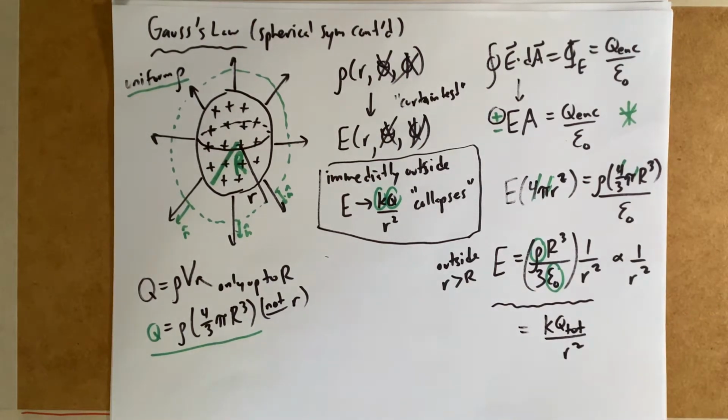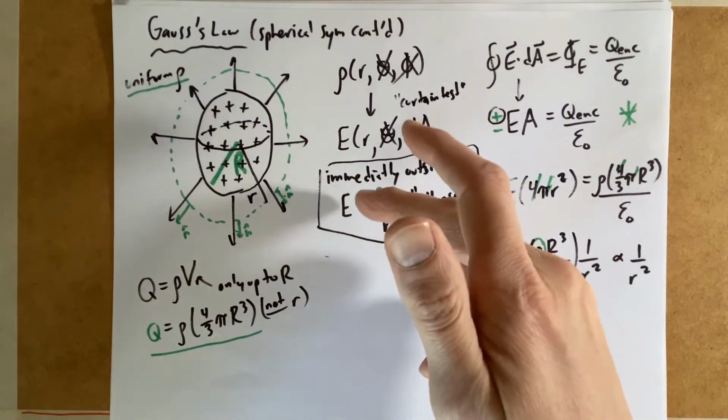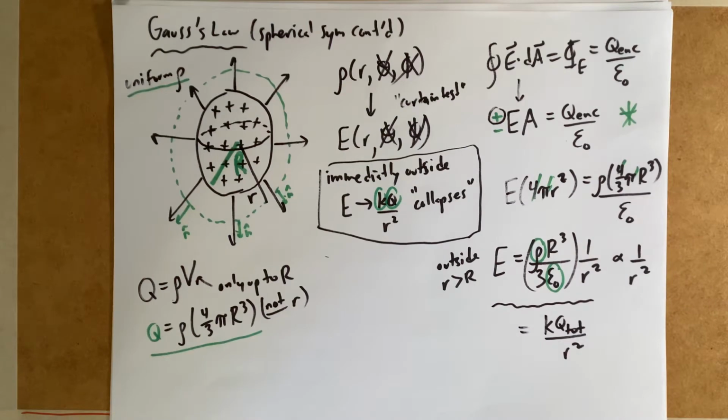And in fact, an alternative way of doing this is to just use this kind of collapse theorem here and just say, okay, well, the answer is definitely going to be kq over r squared, and I'm just going to figure out what q total is here. So I don't want to dissuade you from doing it that way either, but in a lot of these problems, we do want to work in terms of rho instead.